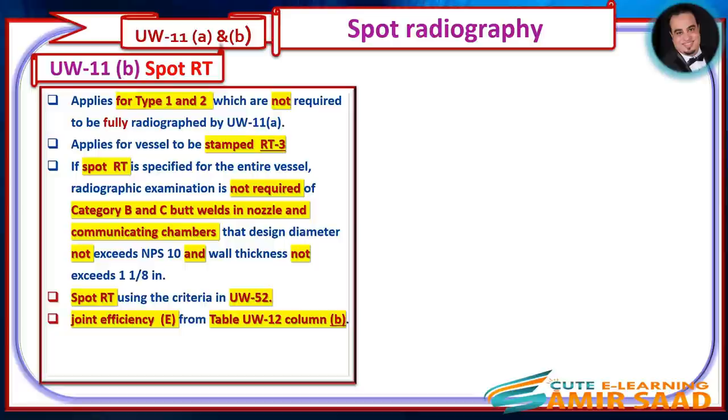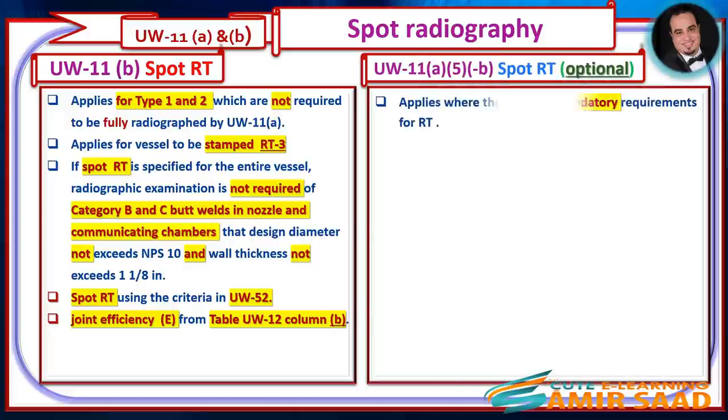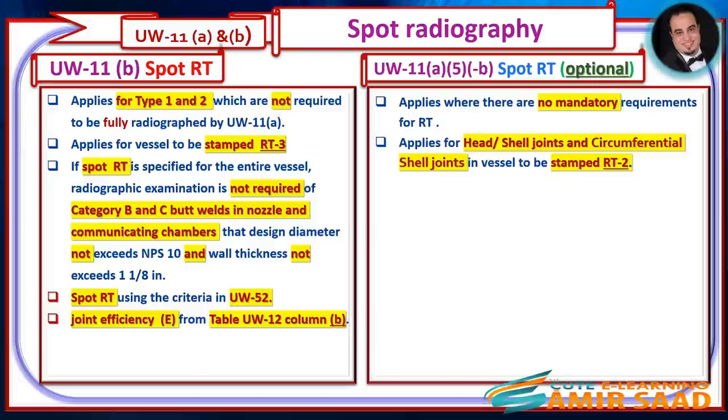Spot RT using the criteria in UW-52. Joint efficiency E from table UW-12 column B. UW-11(a)(5)(b) spot RT optional. Applies where there are no mandatory requirements for RT. Applies for head to shell joints and circumferential shell joints in vessel to be stamped RT2.